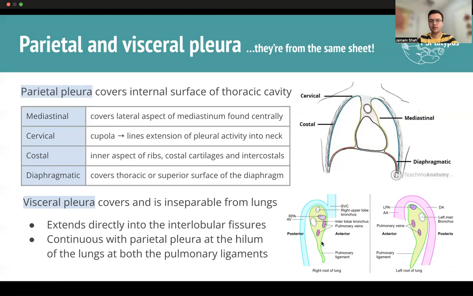And again, it's very difficult to see this and understand why this is a reflection between the parietal and visceral pleura without seeing it in 3D. But you can imagine that this would be the place. It's kind of like a collar on your shirt. It kind of just comes down a little bit, and that just represents the reflection. So whenever someone asks you, where are the parietal pleura and visceral pleura continuous, you will always say the pulmonary ligaments.